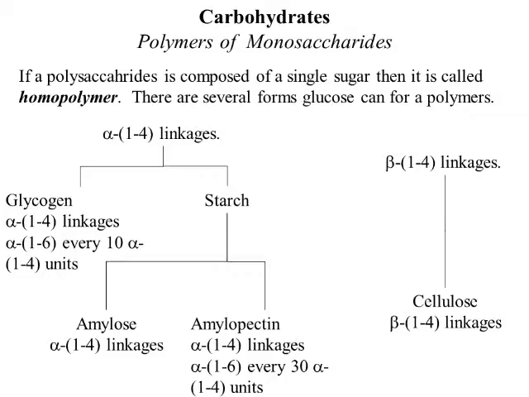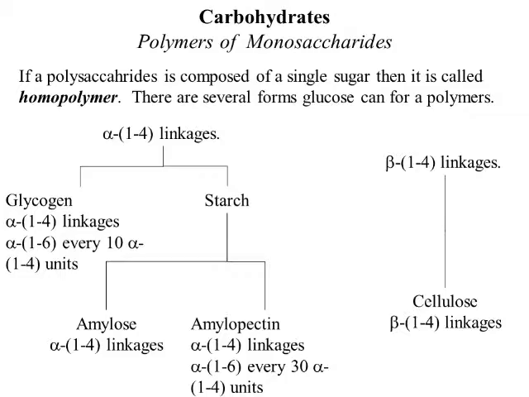Branches of branches, something like that. Almost like a tree. The branch point is always alpha 1,6. We have enzymes that can break alpha 1,6 as well. Actually, we have a nice assortment of enzymes that we can use. This is why we can get calories and digest those.